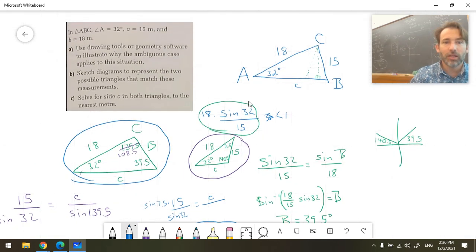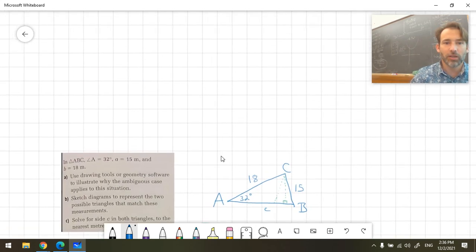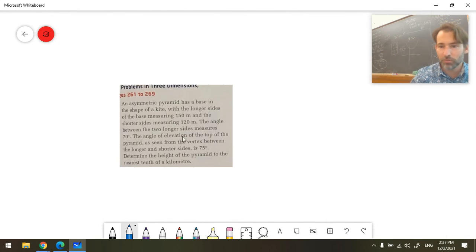Okay, that's done. Now let's go up here and we'll take a look at our last few problems. Problems in 3 dimensions. An asymmetric pyramid has a base in the shape of a kite with the longer sides measuring 150 and the shorter sides measuring 120. Okay, so kites have 2 pairs of sides that are the same lengths, a shorter pair, 120, 120, let's say, and 150, 150. That's a kite.